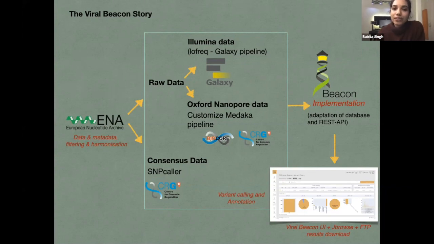We used raw data. For example, the Illumina data pipeline was coming to us from Galaxy. Now I see that Galaxy has also developed their nanopore pipeline. At that time we collaborated with our own biocore team at CRG, and in collaboration we analyzed the nanopore data, and for consensus data we developed our own pipeline to analyze. We assembled all of this data, put a Beacon on the data, and developed the interface to visualize it. Along with that, there was an FTP site, so we were uploading all the files in case somebody wants to download and directly start working with the files.